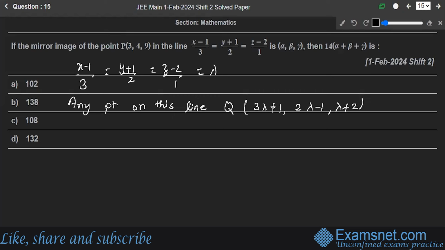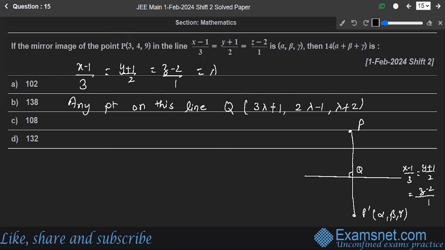And this is the point P according to the question. And this is your line, which is (x minus 1) upon 3, (y plus 1) upon 2, (z minus 2) upon 1. So this falls perpendicularly on this line at the point, let's say this is the Q point. And here is your P dash, which is given by (alpha, beta, gamma). Right, you have to find out, first of all, the coordinates of Q now.